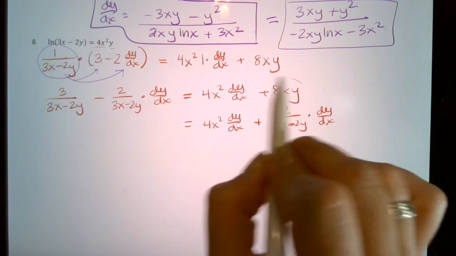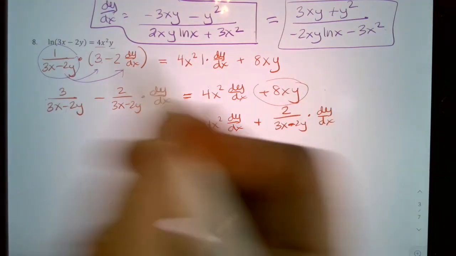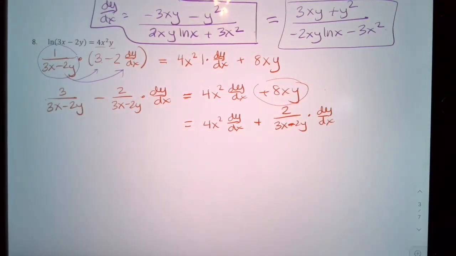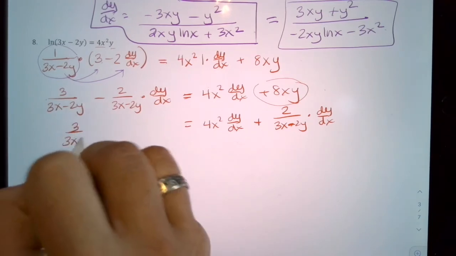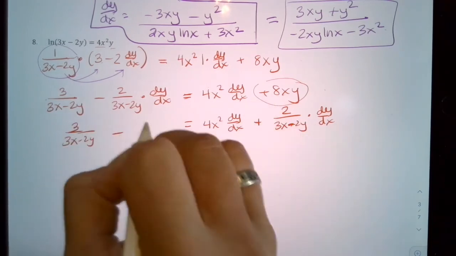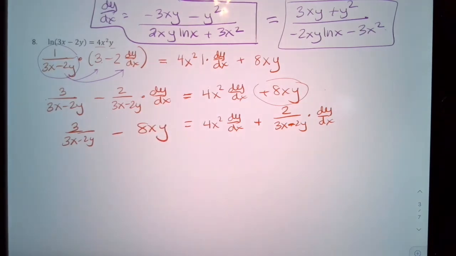But I'm going to take that 8xy and move that over to the left because that does not have a dy dx. So the term that's going to stay here is the one that didn't have a dy dx. And then this guy comes on over because it also does not have a dy dx. So you can see you have your haves over here, they have a dy dx, and your have-nots, they do not have a dy dx.